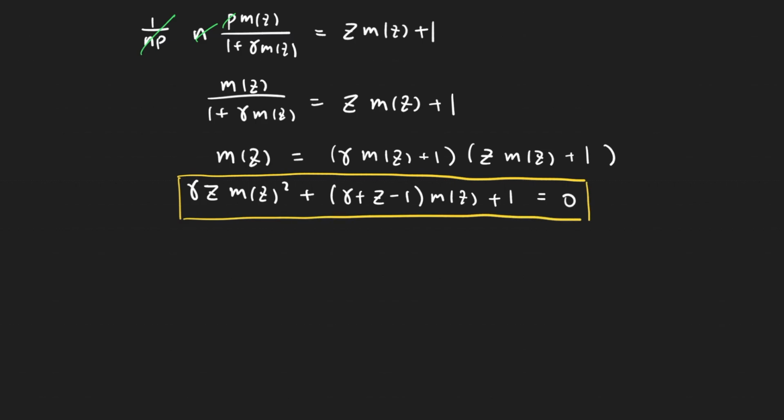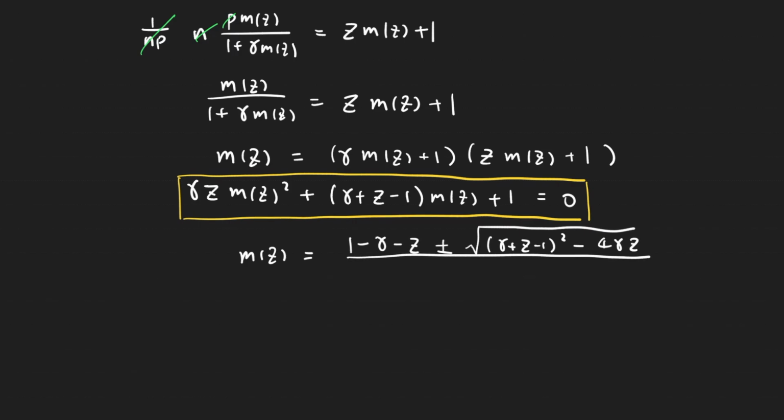So it means that we can solve m of z directly, right? m of z becomes 1 minus gamma minus z, plus or minus the square root of gamma plus z minus 1 squared minus 4 times gamma times z, and the denominator is 2 times gamma times z.